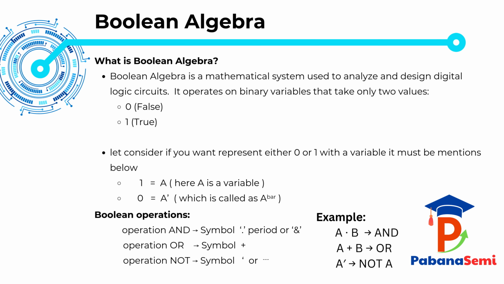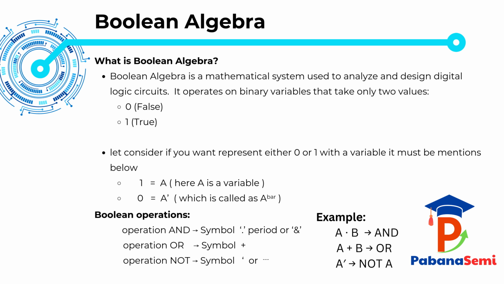Now, in Boolean algebra, we use variables to represent these values. For example, if we use a variable A, when A equals 1, it means the condition is true. When A equals 0, we represent it as A bar, written as A prime or a complement. So remember, A equals 1, A bar equals 0. This concept of a variable and its complement is fundamental in Boolean logic.